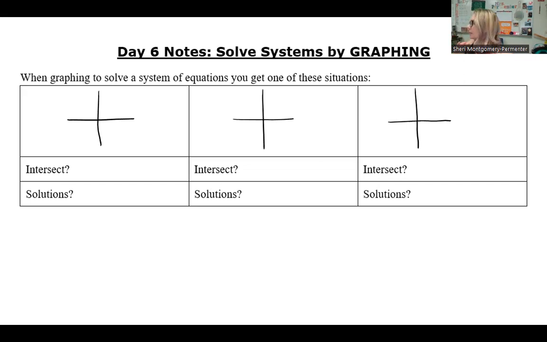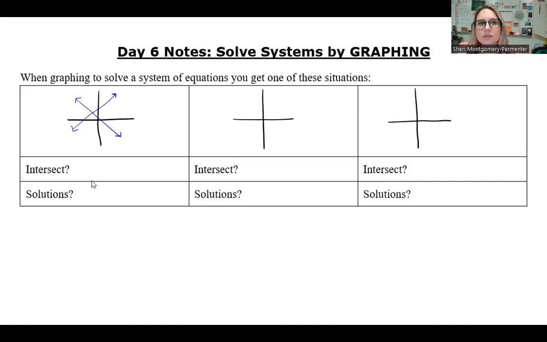First situation that can happen, and these are in no particular order. They could be switched around. I'm just showing you the 3 possible situations. First possible situation, and this is like what we did on the warm-up, is you've got 2 lines. Here's a line, and here's a line. Just 2 lines. And what we're looking for is what happens.